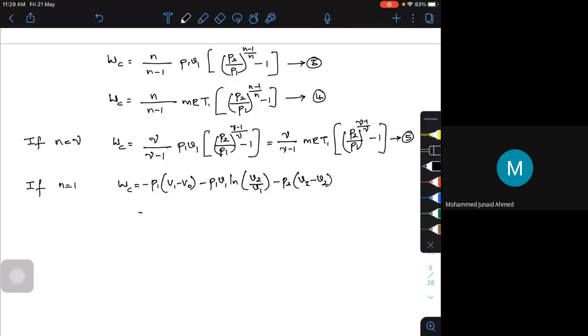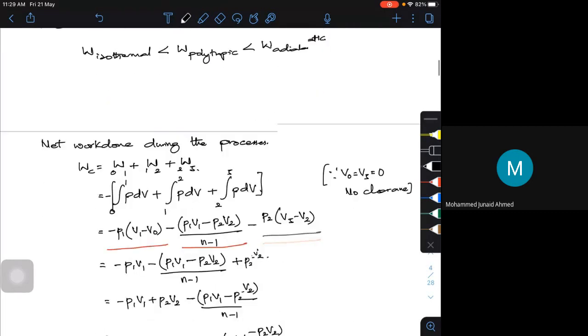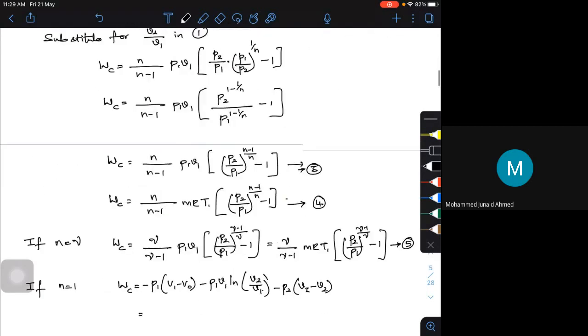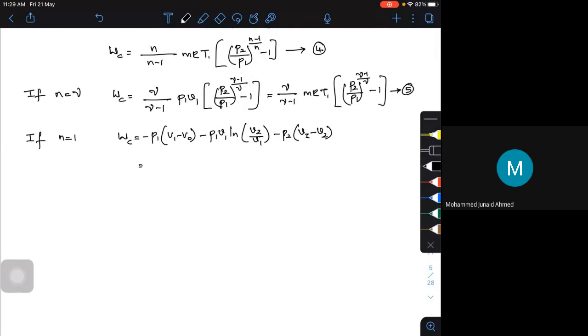Or I can write here, V0 is what actually? If you go back and see, what is your V0? V0 and V3, they are both 0. So the first expression will become simply minus P1 V1. So this will become minus P1 V1 minus P1 V1 ln of V2 by V1, okay, plus P2 V2. Or I can write P2 V2 minus P1 V1.